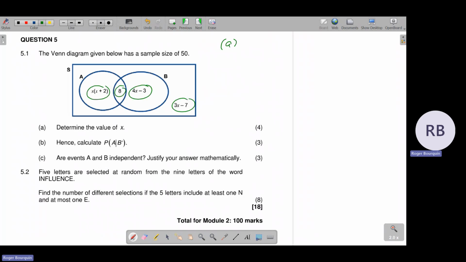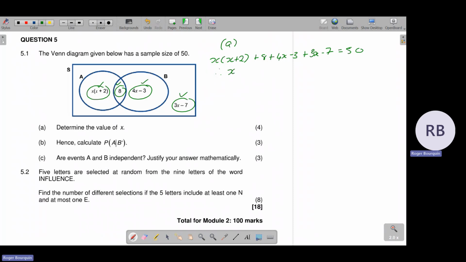You don't have to go use that probability formula about probability of A or B because it's separated already. So you're not overcounting the 8. So you can just say X times X plus 2, put over there, plus 8, plus 4X minus 3, plus 3X minus 7, that's equal to 50.